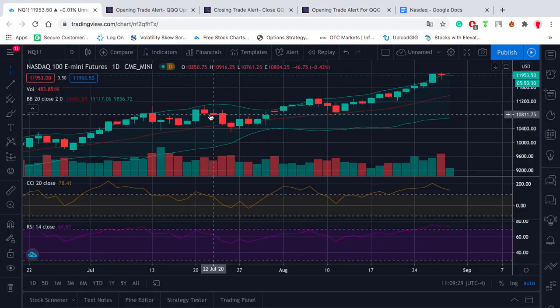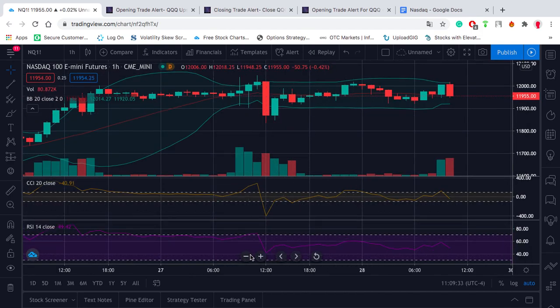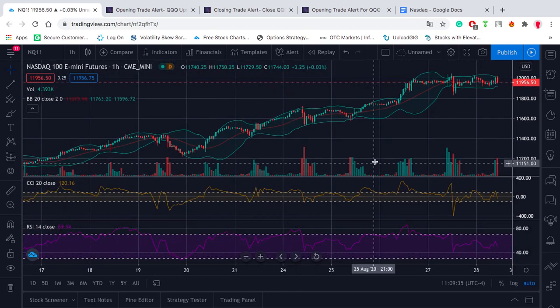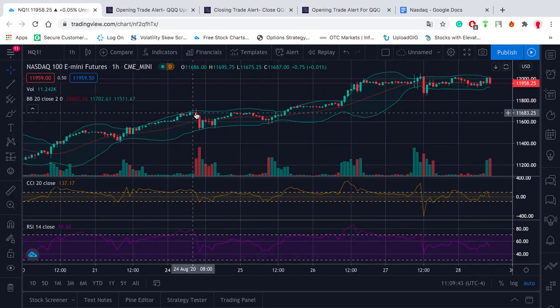So I'm actually going to zoom in and show you guys what we were seeing on Nasdaq futures at the time. So 24th, it was right here. I put out the trade alert just about right here, and we did eventually get that pullback. It was right here. We got a pullback up until about 11 o'clock.